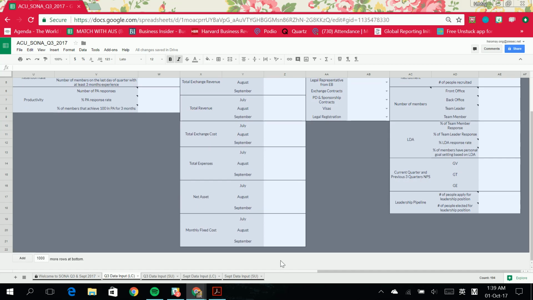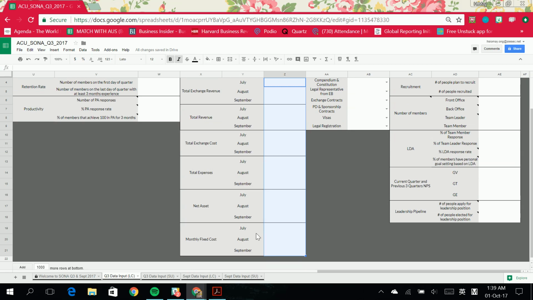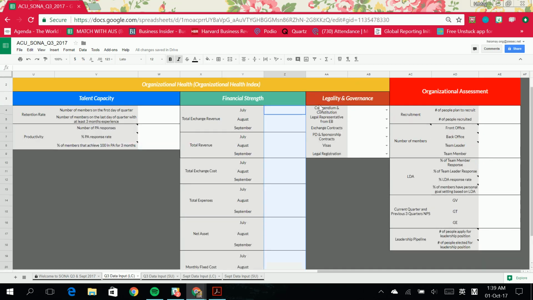Make sure you fill in every month: your total exchange revenue, total revenue, total exchange cost, total expenses, net asset, and monthly fixed cost. And after that, you need to make sure you fill in your legality and governance as well. It's very simple. You checked it or you failed to do it.